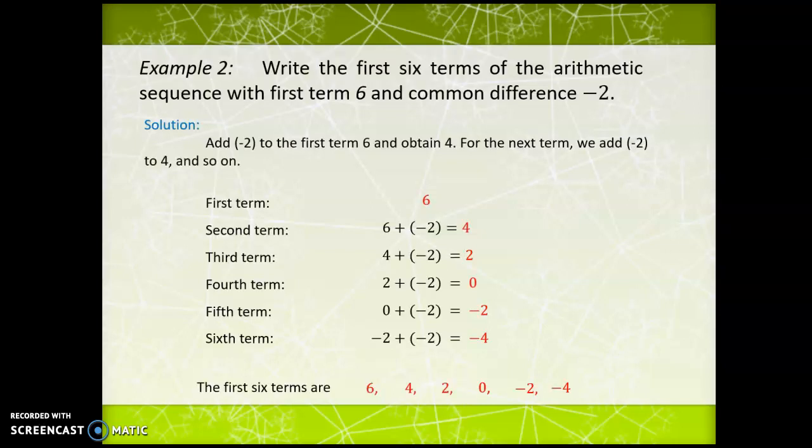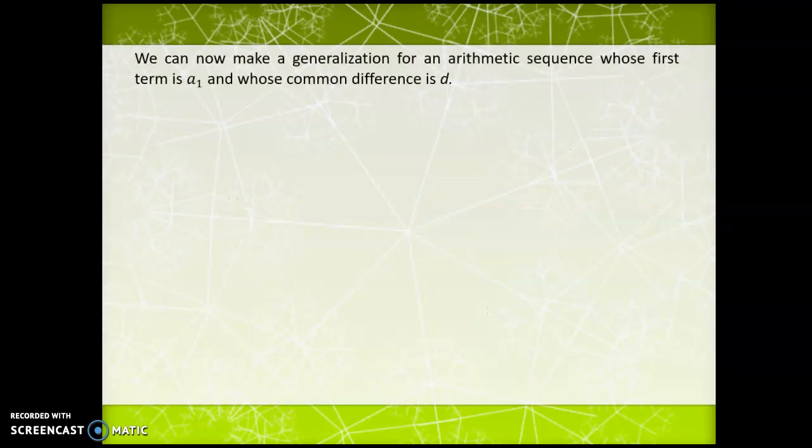Now with the examples we had from 1 and 2, we can now make a generalization for an arithmetic sequence whose first term is a sub 1 and whose common difference is d. What I mean is, we're going to make an explicit formula for this particular sequence. Okay, so let's derive it from the very beginning.